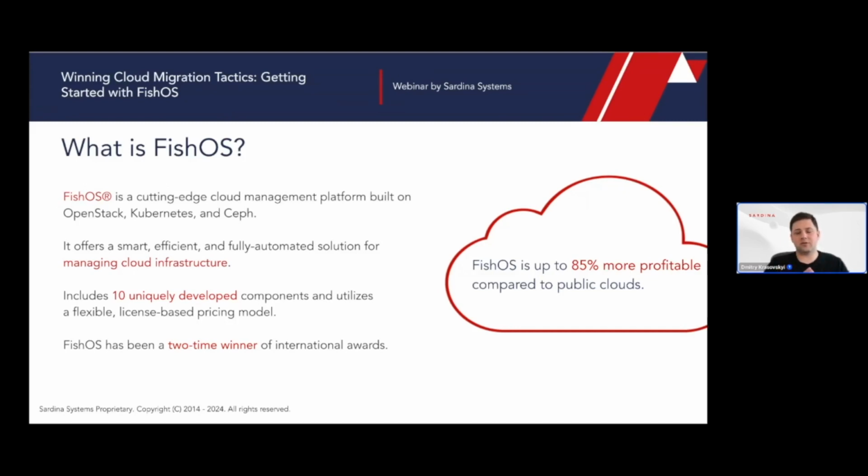FishOS is a smart, fully automated, and super scalable platform. It incorporates OpenStack, Kubernetes, and Ceph with unique components. We offer a resilient, software-defined, AI-powered cloud, unified licensing, transparent pricing without any hidden costs, and unlimited technical support. This is what sets FishOS apart from competitors and makes it an excellent choice for businesses in the cloud infrastructure industry. FishOS has a flexible architecture that allows seamless scaling of computing, storage, networking, and management to accommodate the growth of enterprise workloads. Here's an impressive point. FishOS by Sardina Systems is up to 85% more profitable compared to public clouds.